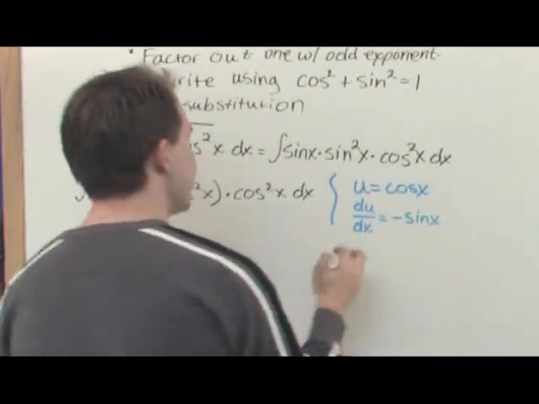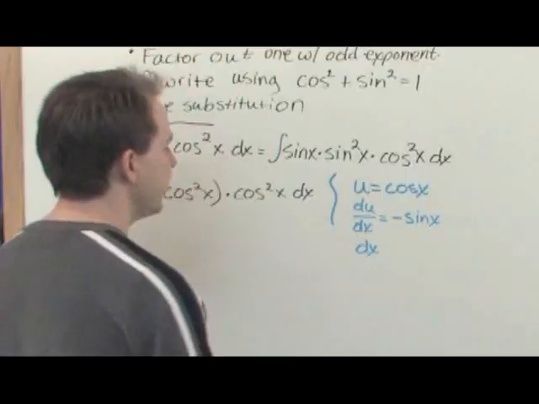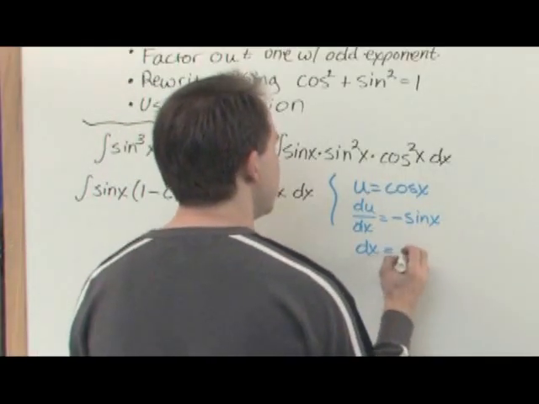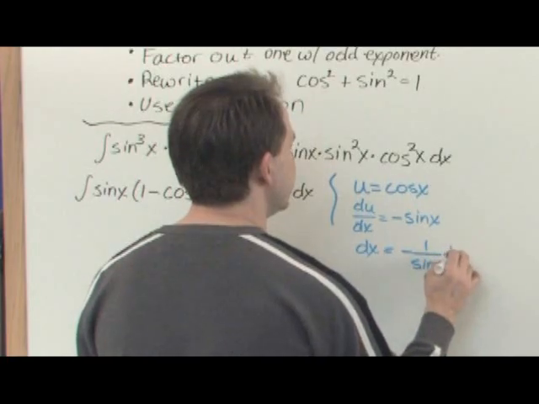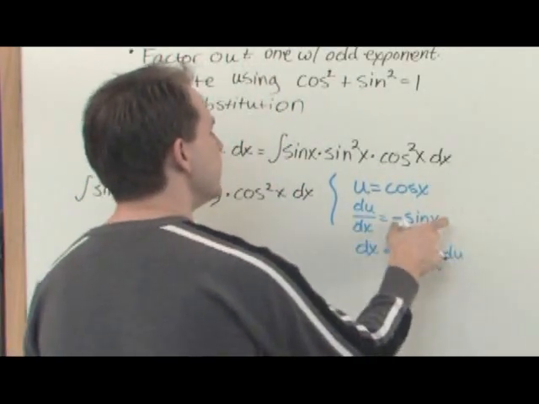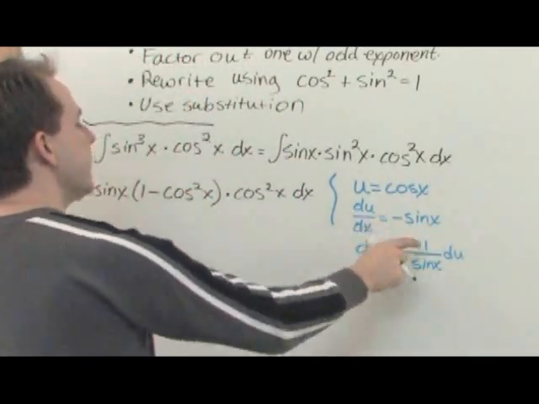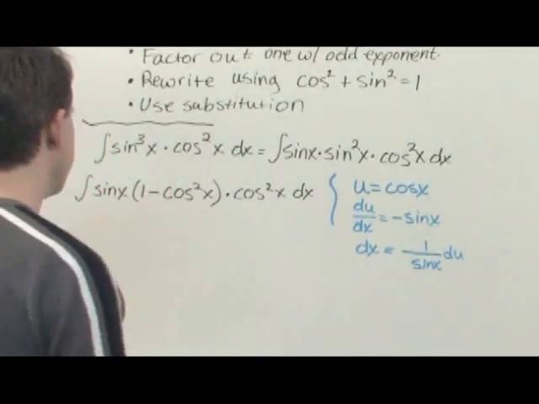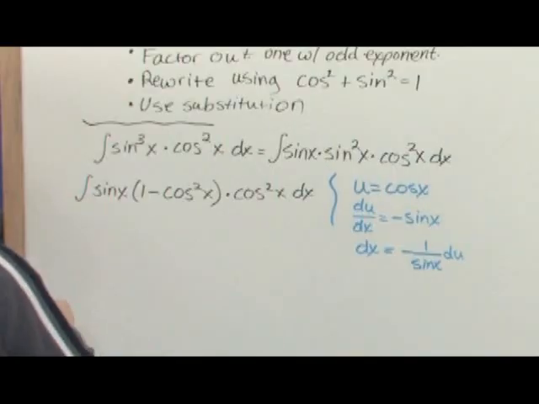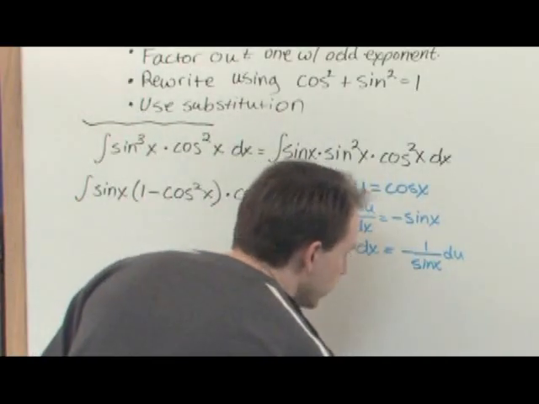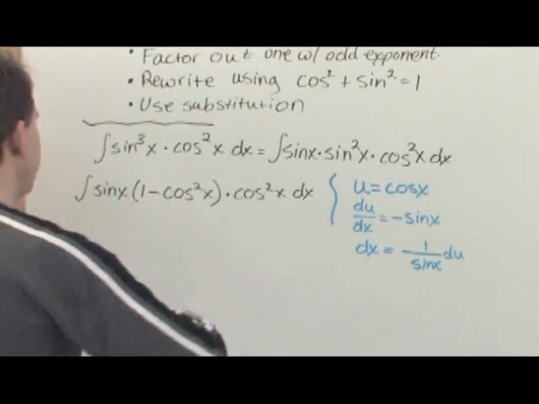Okay, and now let's go ahead and solve for dx, because that's what we always have to do. It's going to be equal to negative 1 over sine x du. Take the dx over here, move 1 over sine over here. dx is negative 1 over sine of x du. Now what I'm going to do next is switch colors entirely, just because I want to break up the board, and I'm going to show you how the substitution changes the game.